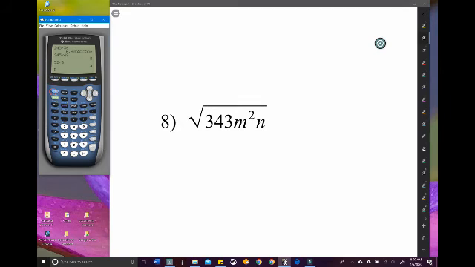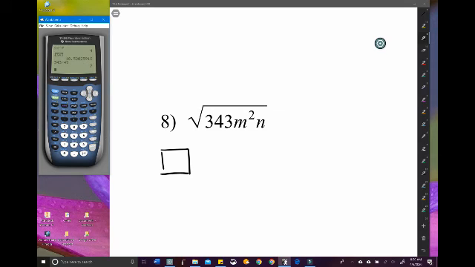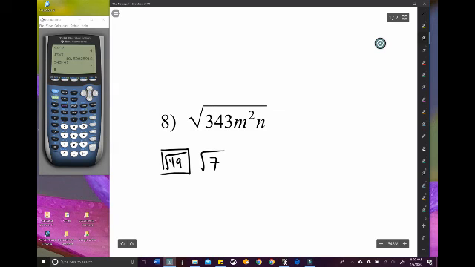Last example, square root of m squared n to the 343. Let's just try it out. Let's find the biggest square that goes into 343. I've done it a few times, so 49 and 7. 49 just becomes 7, and then we have a root of 7. Now think to yourself, how many pairs if there's 2? Well, that's just 1. You can bring out a whole pair, and there's nothing left.